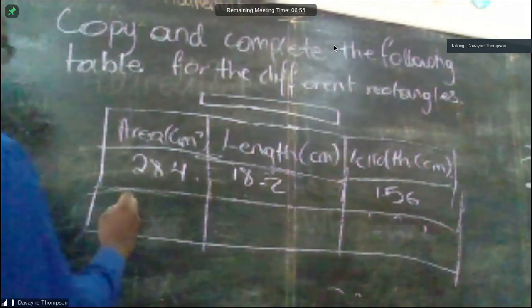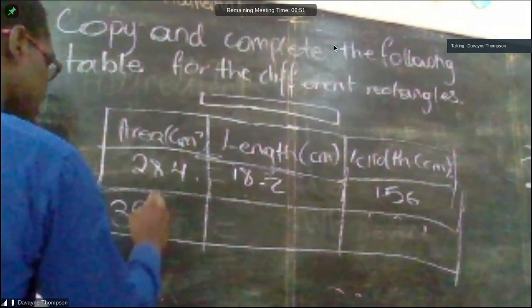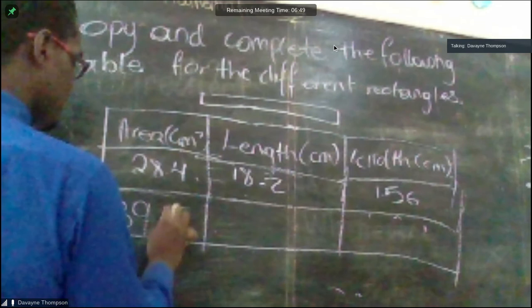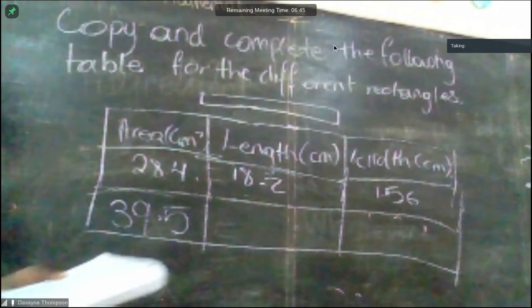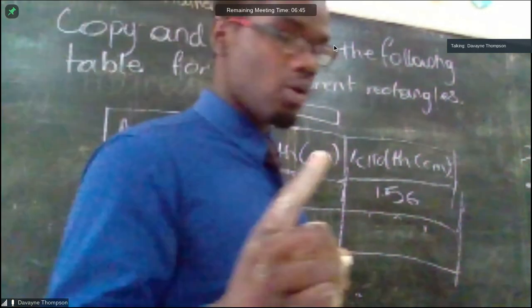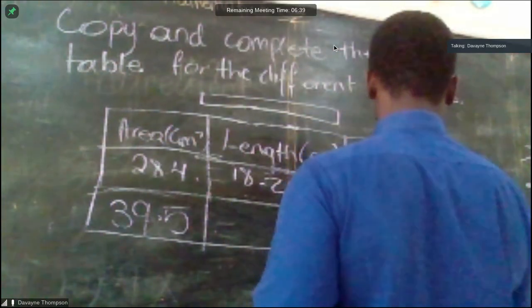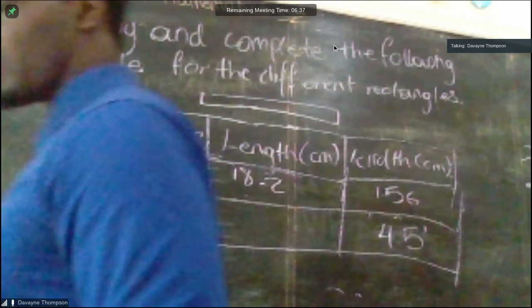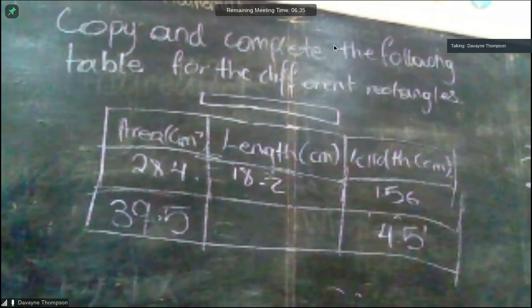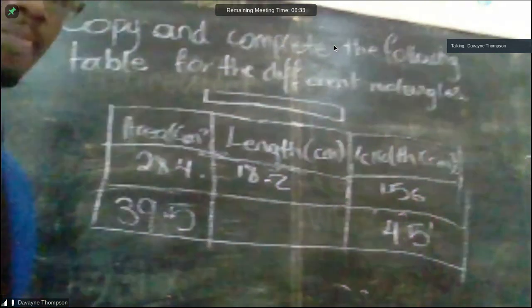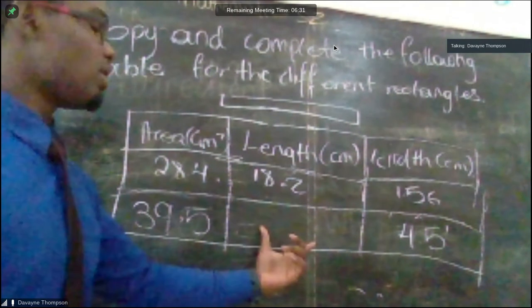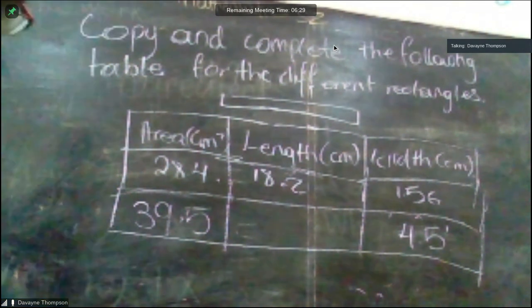Your area is 39.5. You don't know the length, but you do know the width, which is 4.5. That's your homework. I'm going to quickly write it off. And I want to see all working before I even look at your answer. I want to see all working.